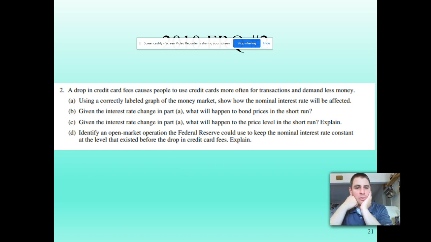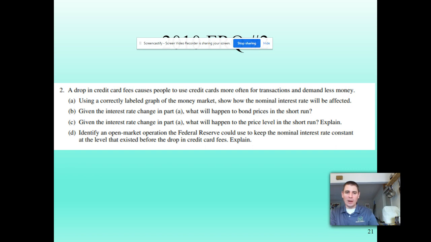A drop in credit card fees causes people to use credit cards more often for transactions and demand less money. Well, what curve are they talking about? They're talking about the money market graph, and specifically the demand for money. So you've got to draw the money market graph. If people are using more credit cards, what's happening to the demand for money? Well, the demand for money is shifting to the left. People want less money on hand. Well, if the demand for money is shifting to the left, what is happening to interest rates?